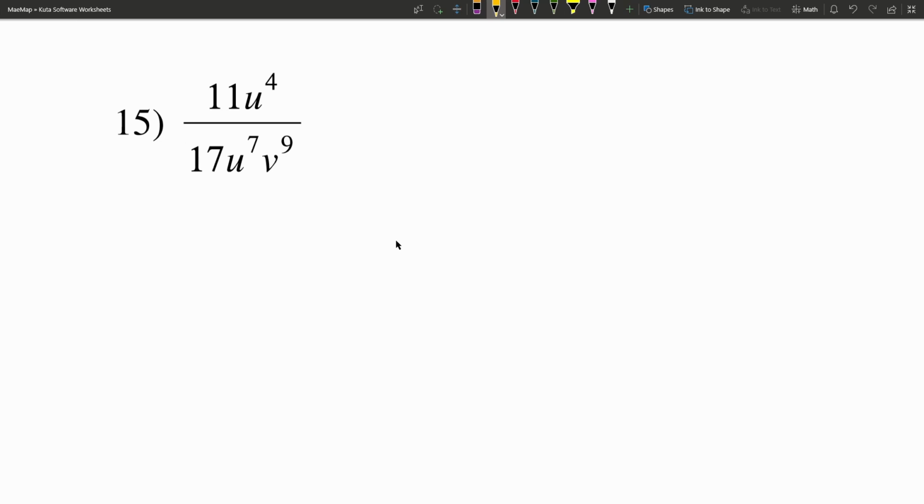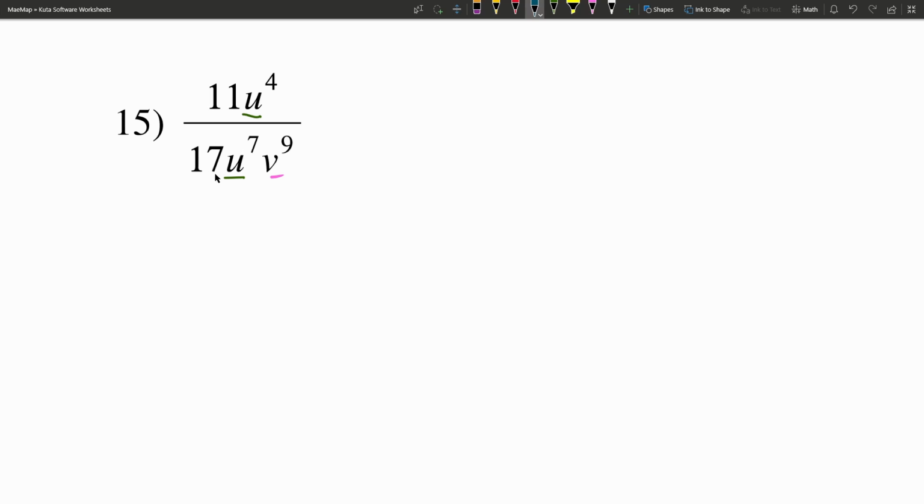For number 15, we have 11u to the 4th over 17u to the 7th times v to the 9th. I have my coefficients of 11 and 17. I have a base of u and another base of u, but then all I have is a base of v in my denominator. I don't have v anywhere else, so I know that v to the 9th is going to be in my final solution. But let's go ahead and simplify down these bases of u.